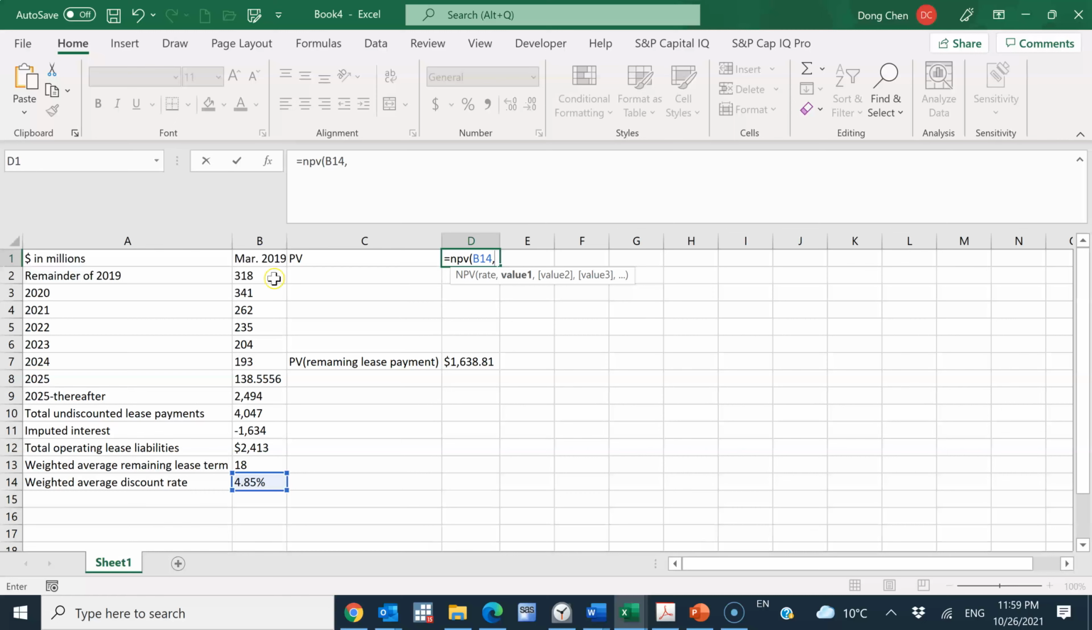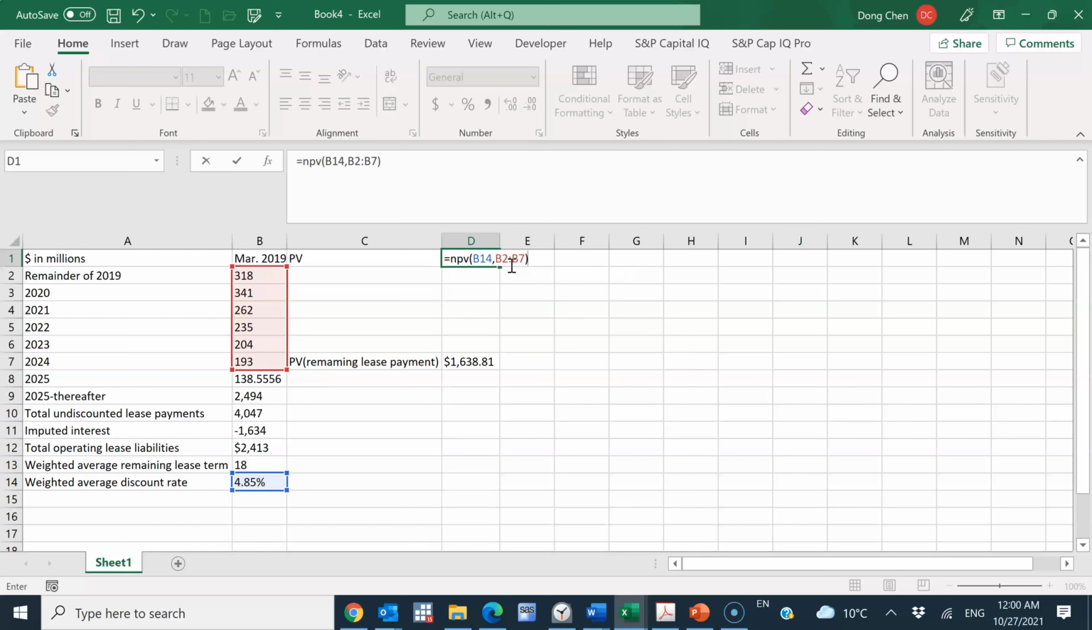And that's actually also the case because starting from 2019, the remainder of 2019, we just put this and then the final, just drag the cell or press shift and drag the cell all the way down, and then you can see it's from B2 to B7. That refers to the 6 lease payments. And we can close this function now.